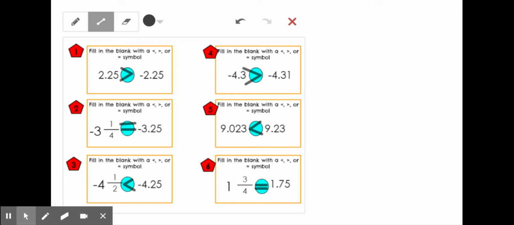For question 5, 9.023 and 9.23. If you look at the tenths place, 0 is less than 2, so that number on the left is less than the number on the right. And then for question 6, if you were to convert that fraction to a decimal, it would be 1.75, which is equal to 1.75.